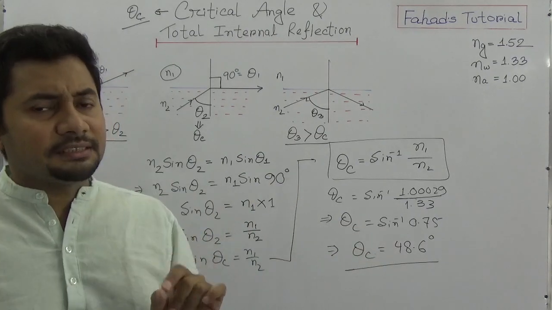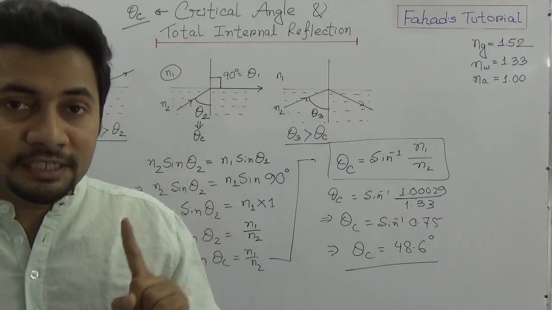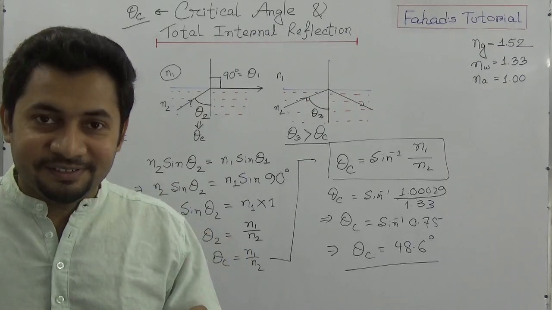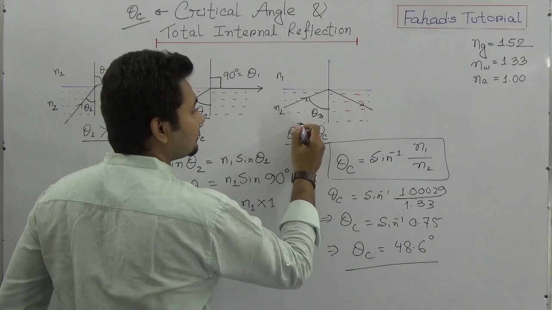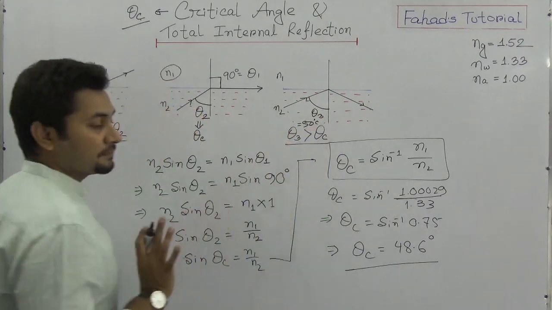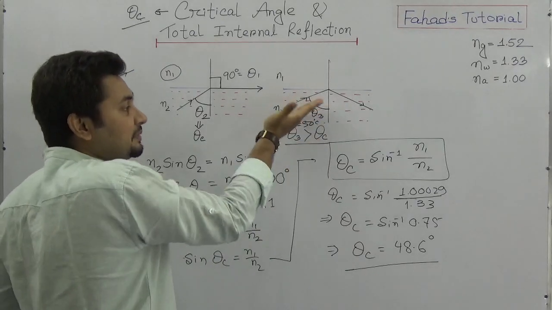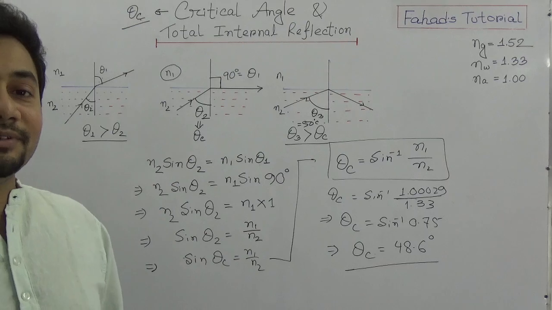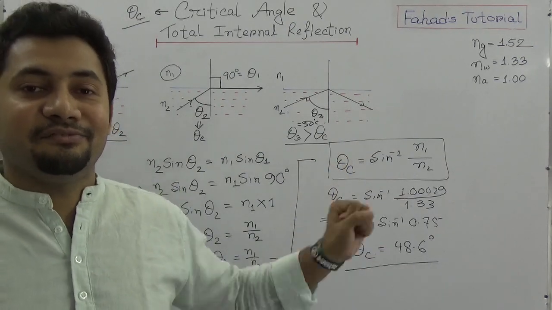So if the question is that light is incident in water at 50 degree, then what will happen? If this theta 3 is 50 degree, think about it. This theta 3 is 50 degree, that means it's bigger than the critical angle. So light will be coming back to the previous medium, that means into water. So that is completely a total internal reflection.